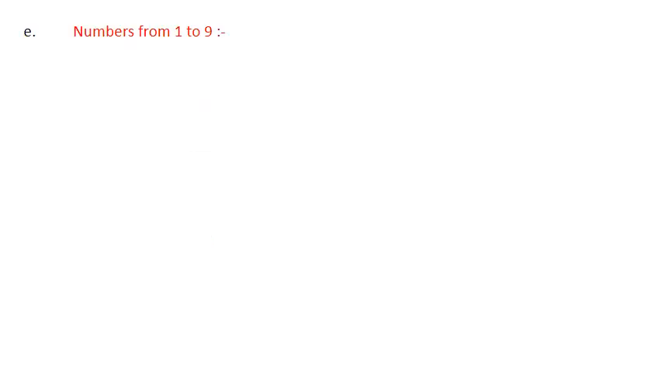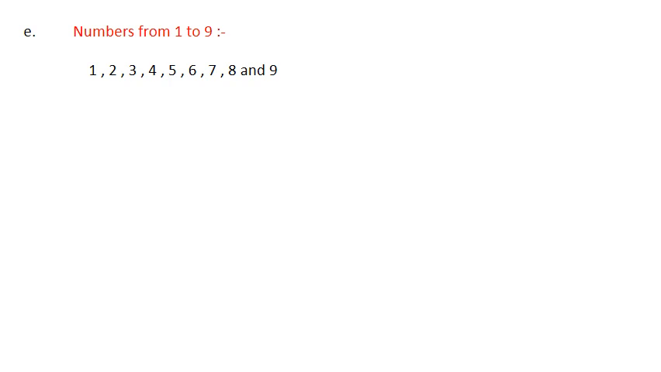Next one. Now look here, student, what is given? Numbers from 1 to 9. You want to find out the average of numbers from 1 to 9. First, we'll write down the numbers from 1 to 9. Let's write here: 1, 2, 3, 4, 5, 6, 7, 8 and 9. Since "from" is given, we have written from 1 to 9.